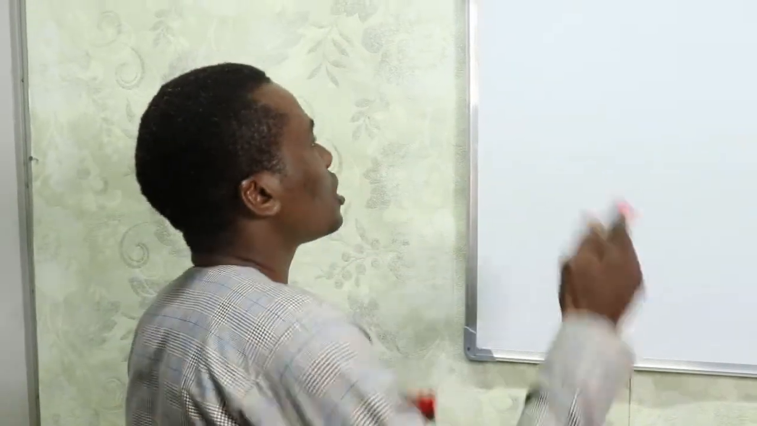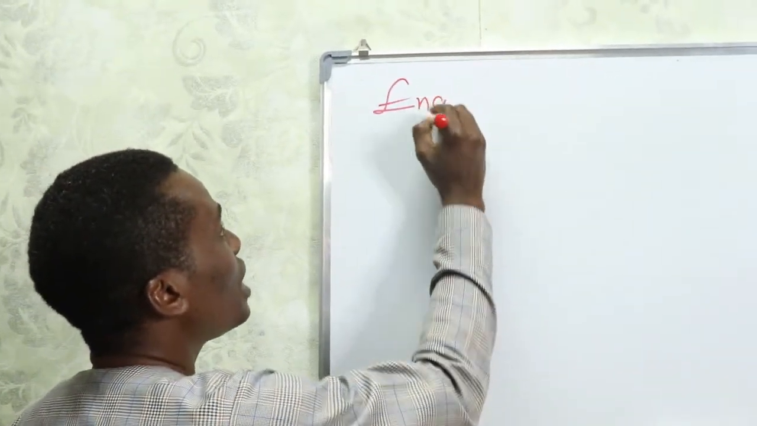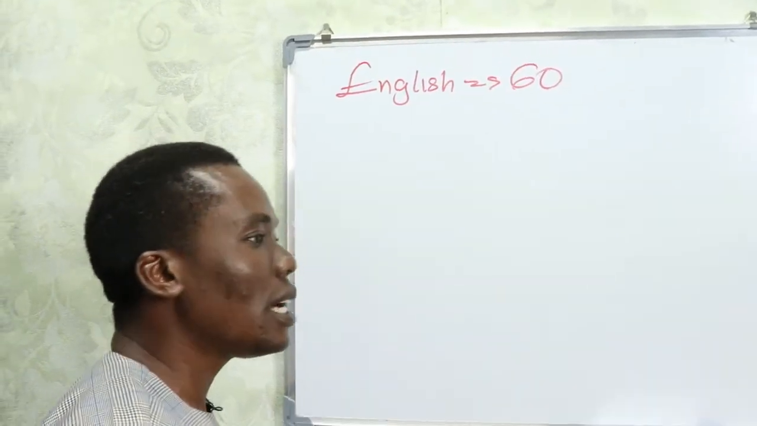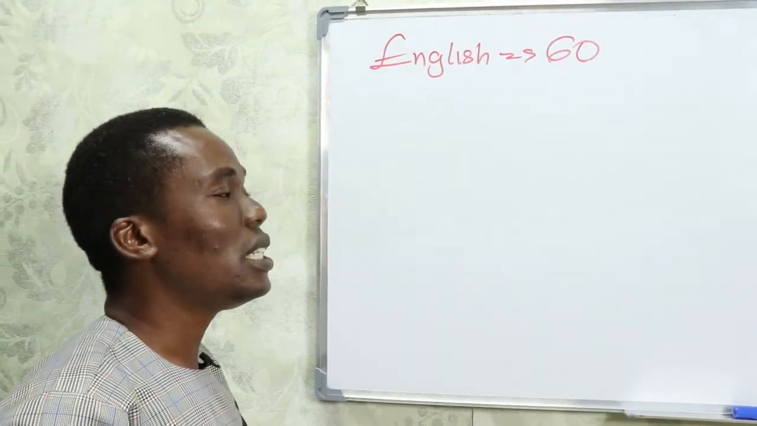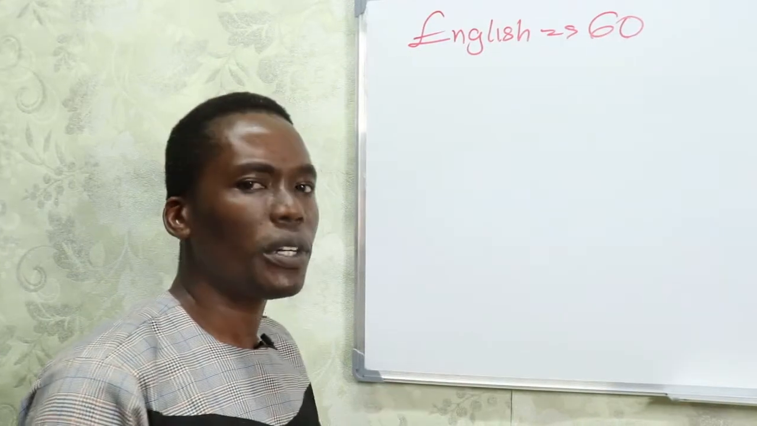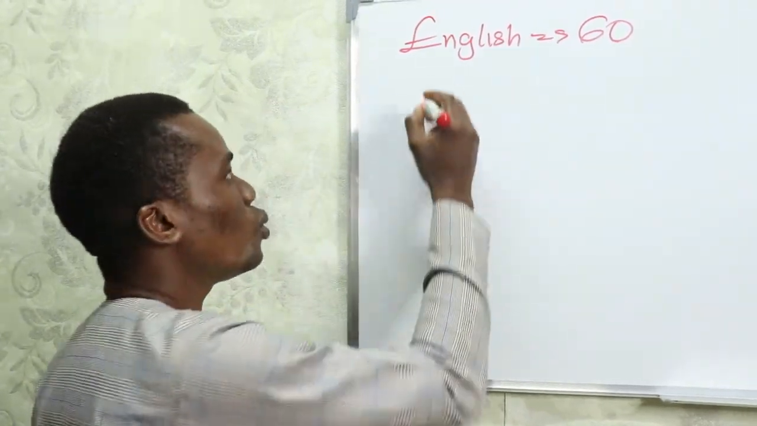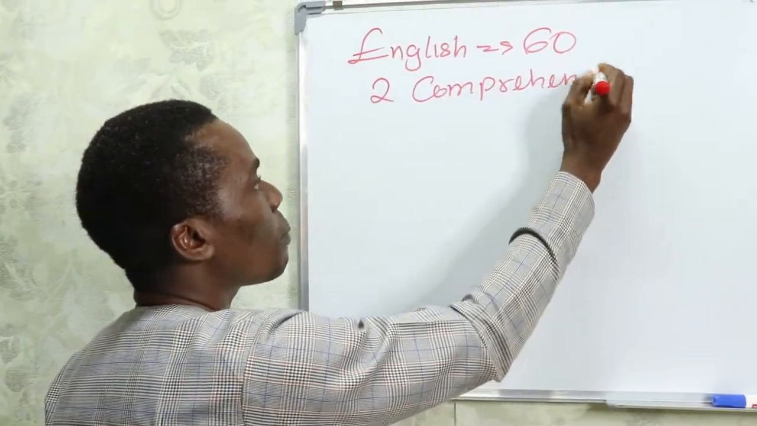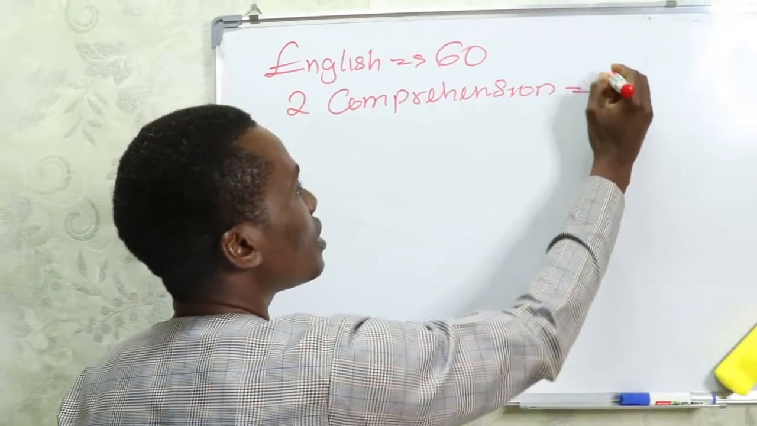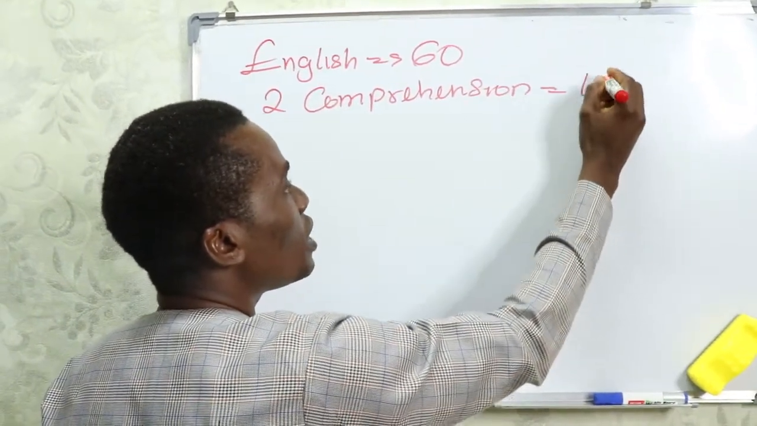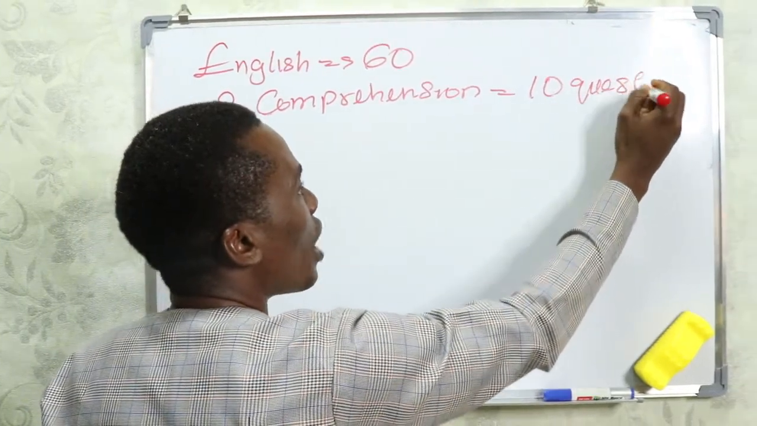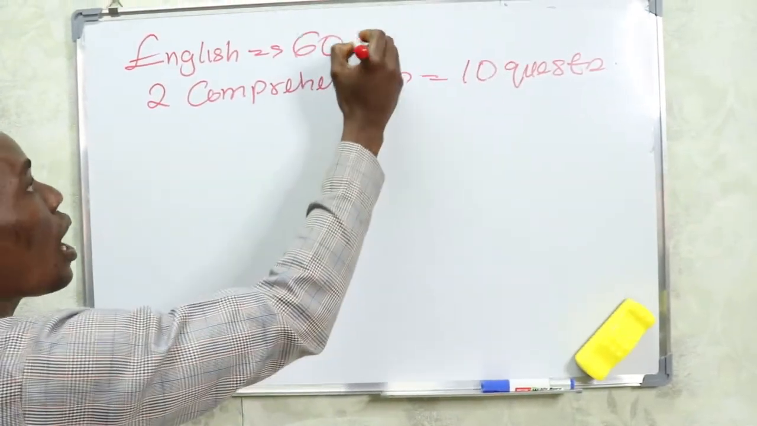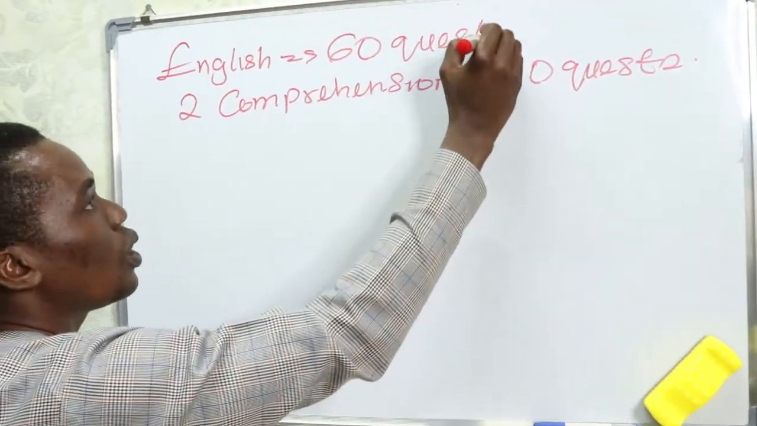Now, let's look at English language. In English language, Jamb is going to give you 60 questions. In those 60 questions, you have 2 comprehension passages, and those 2 comprehension passages will have 5 questions each, so you're going to be given 10 questions. Remember, you will be given 60 questions for English language.